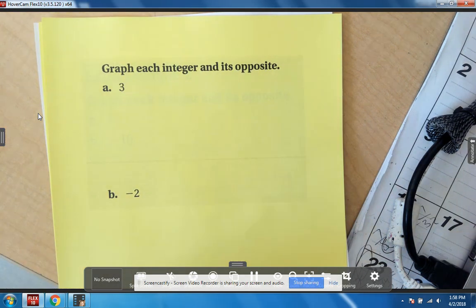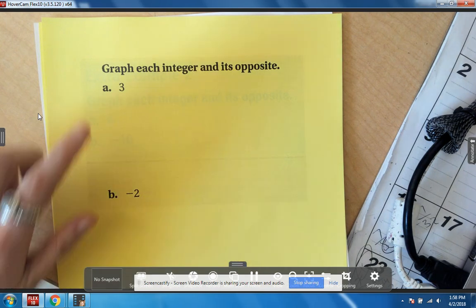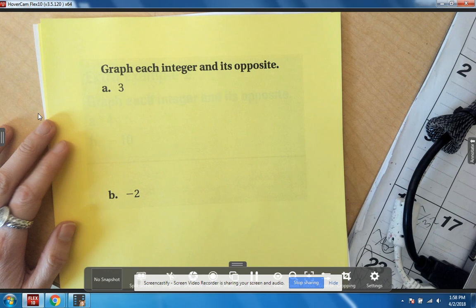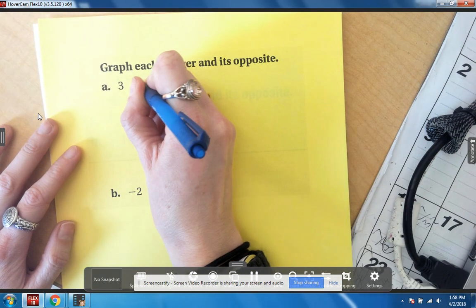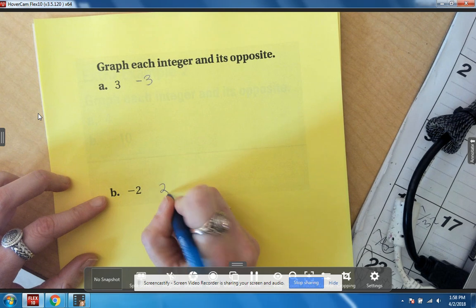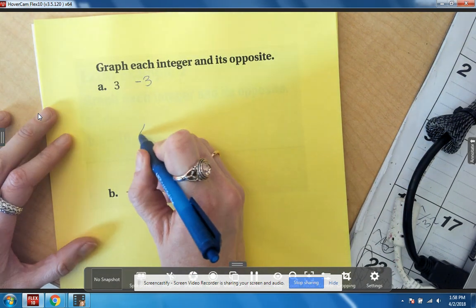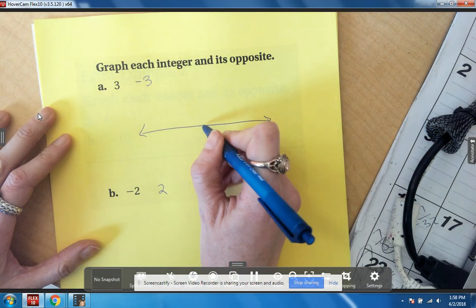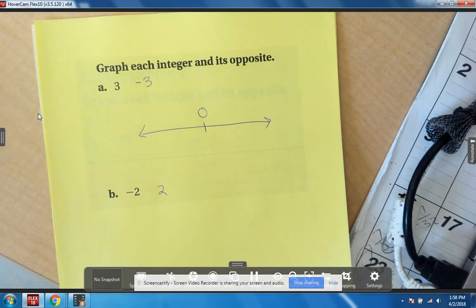Now we're going to try graphing integers along with their opposites. This is really simple. If you have a positive number, the opposite of a positive is a negative. So the opposite of +3 is -3. The opposite of -2 is +2. How you would graph this is you draw a number line. Very simple. Put a 0 in the middle because that separates your positives from your negatives.